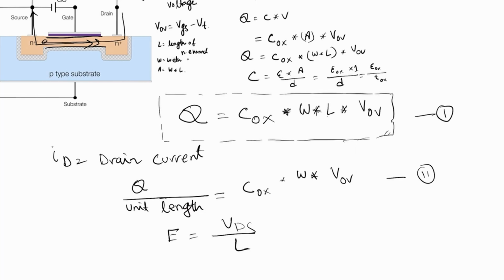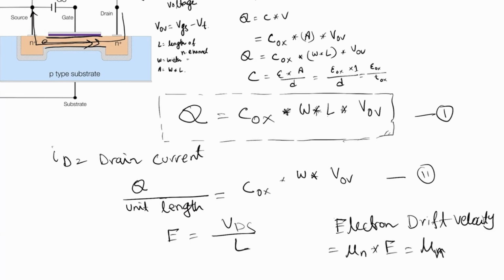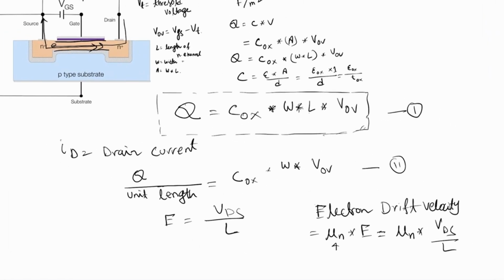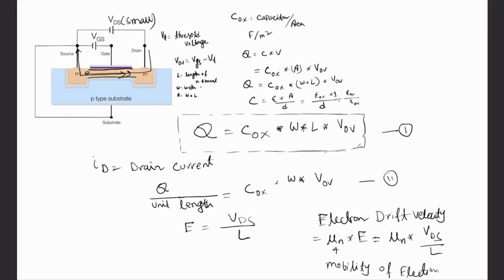Okay, so we can write down the electron drift velocity is equal to mu n multiplied by E. So mu n multiplied by VDS divided by L, where mu n is the mobility of the electron. Okay, so go to the next page.